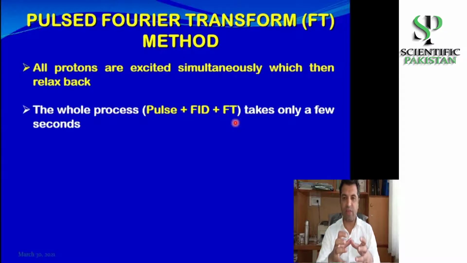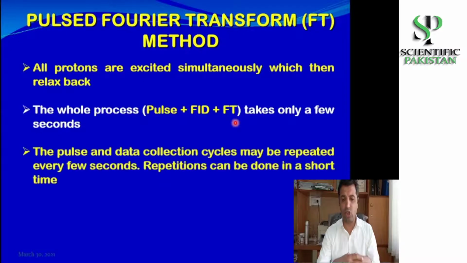So once you have acquired the FID, it is converted into a frequency domain signal with the help of this mathematical operation, which we call the Fourier transform. And as soon as you apply the Fourier transform, you have the signals, you have the spectrum, and then it's ready to be interpreted or read. Now this whole process, the pulse, the FID, and the Fourier transform, takes only a few seconds. So you have the liberty of recording a lot of spectra in a very short period of time. You can repeat the process again and again in a very short period of time.